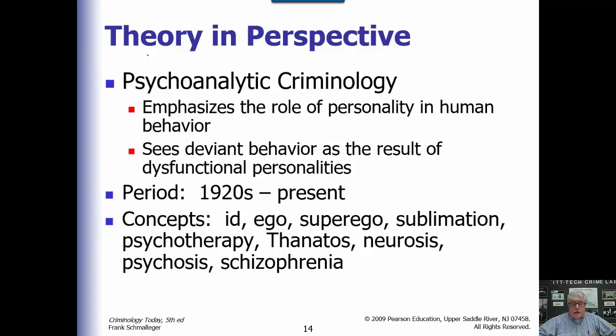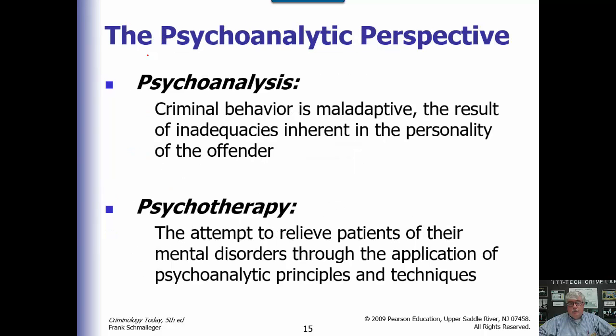People still study this way, and there's various concepts that go along with it. You may have heard of the id, you may have heard of the ego, superego. Another interesting concept is sublimation. Psychotherapy is how we treat those people. Thanatos is a death wish. Neurosis, like I said, a minor illness. Psychosis is a major illness. Schizophrenia is a very specific type of psychological illness that we'll look at in class.